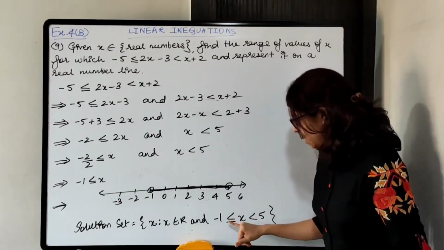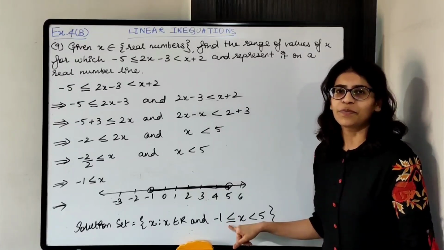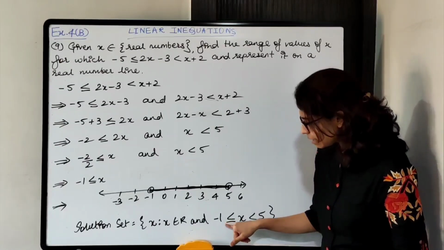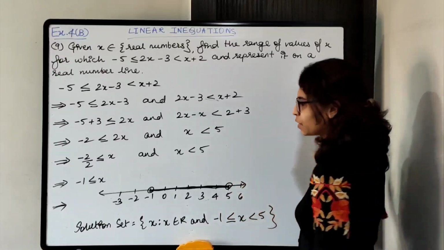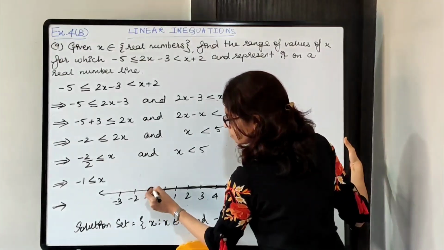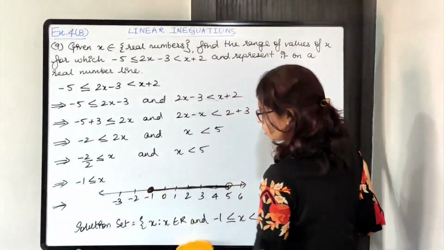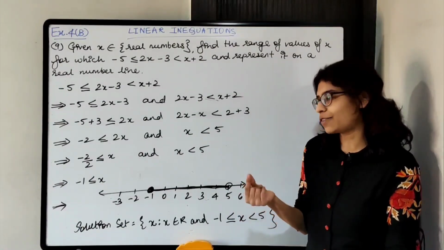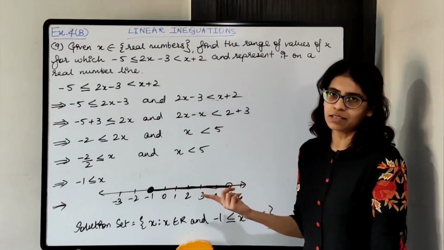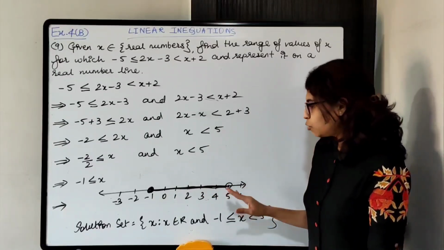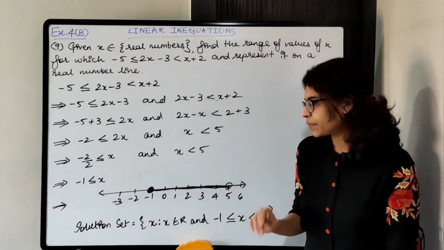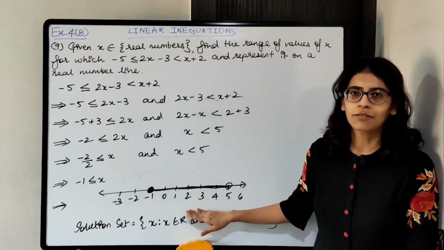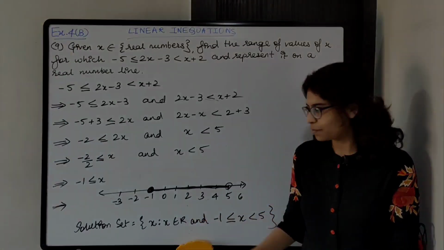Now, will we include -1? Yes, because x can be equal to -1 also, so fill the circle at -1. What about 5? 5 is not included. x will be less than 5, so 5 you'll keep as it is. Just encircle it, you don't need to fill the circle. So this is the graph of the values of x.